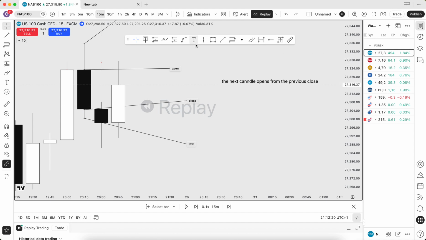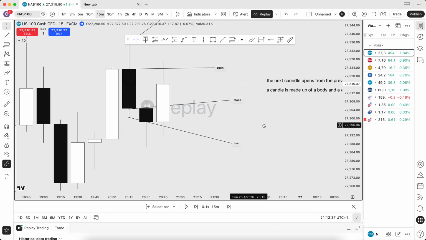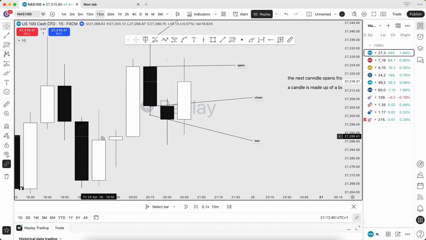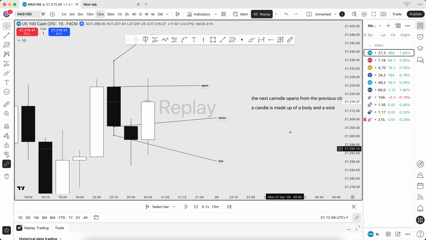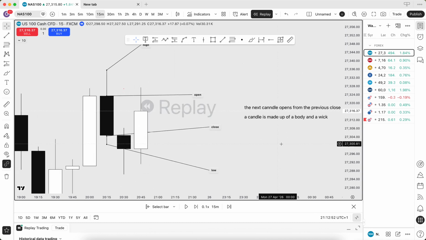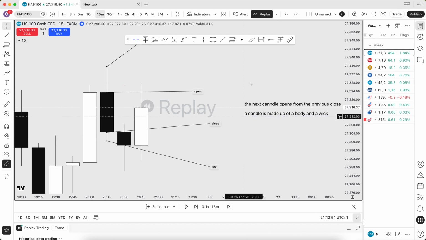And I told you that a candle is made up of a body and a wick. Most times, most candles have long wicks, like this one. This one has a longer wick and a little body. There are some with no wicks at all. I can't go back to searching for that now, but I want you to understand this. If you understand this, you're good.